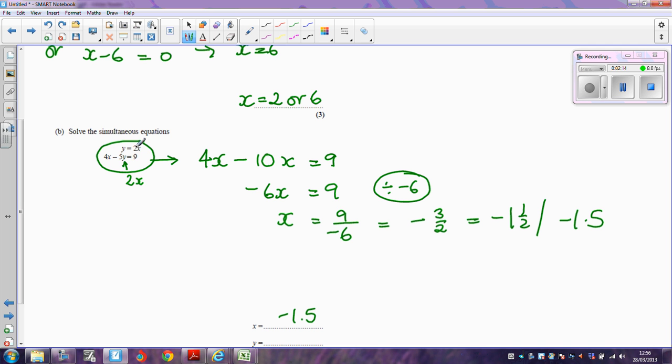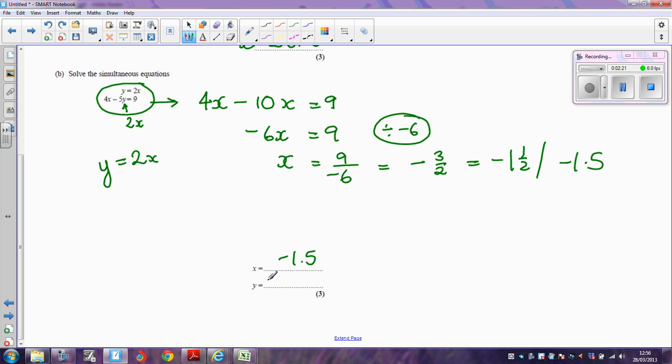I now want to find out what y is. Well, I can substitute into either equation, but the first one's the easier one. y is equal to 2x, so 2 lots of minus 1.5 is minus 3.